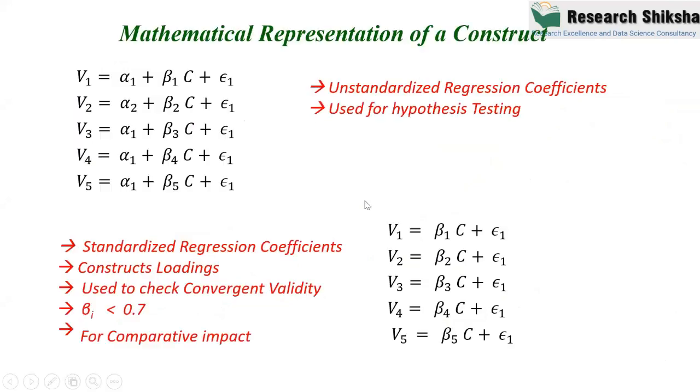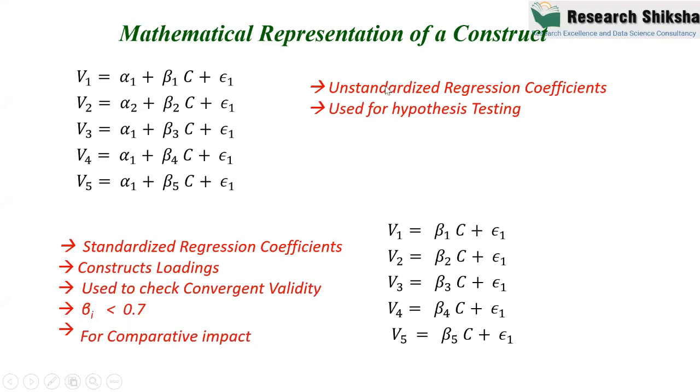And in the construct, after assuming beta alpha 1 all 0, the equation comes like this. In this equation, beta represents the standardized construct regression coefficient, also known as construct loadings. As I told you, they should be more than 0.7, and they indicate the convergent validity, right? One thing more: the higher the beta, the more the impact. So suppose this beta 3 is the highest, it means this item highly reflects the construct. So they can also be used for reflective or comparative analysis.